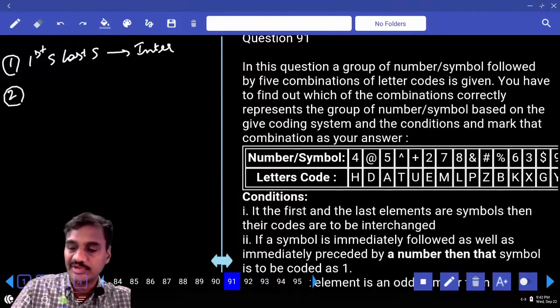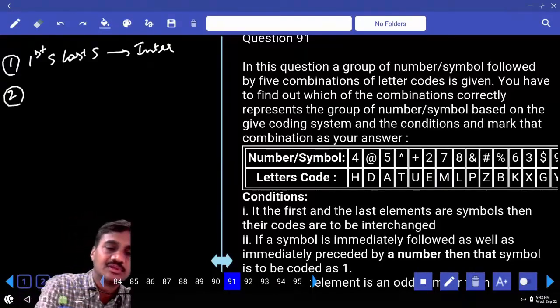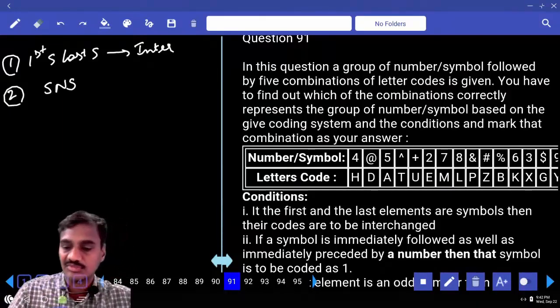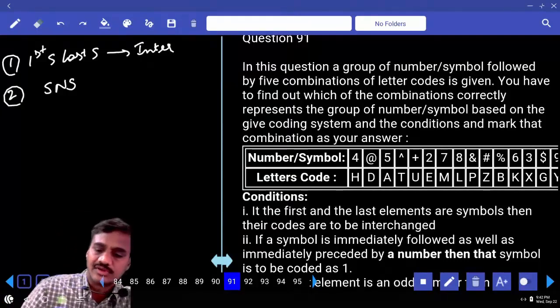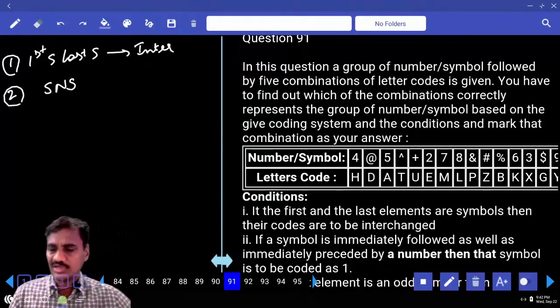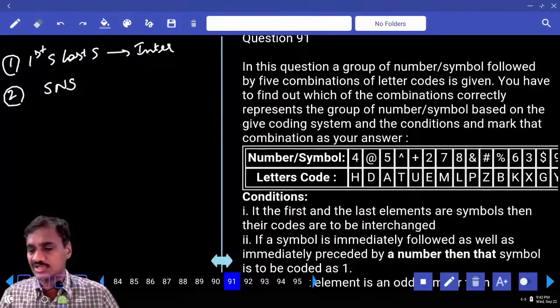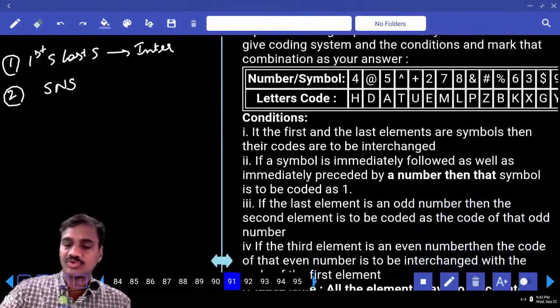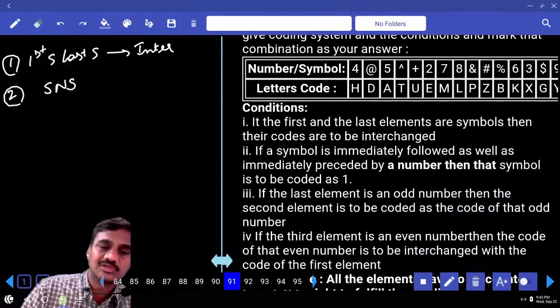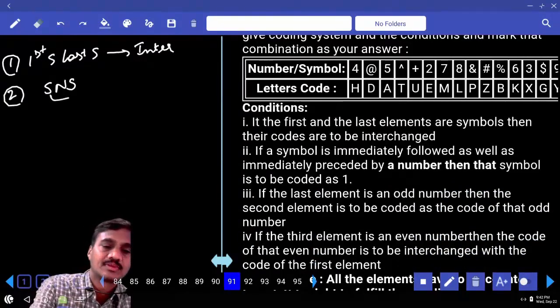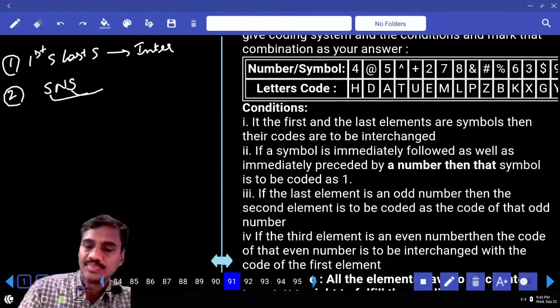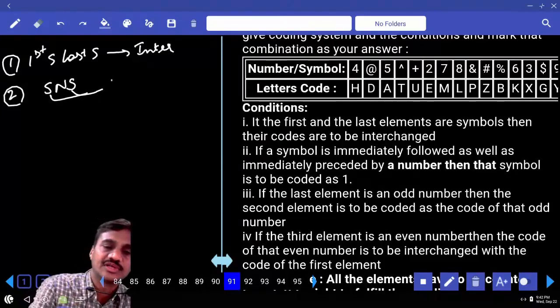And if a symbol is immediately followed as well as preceded by a number, that is, number before the symbol and number after it, then that symbol is to be coded as 1. Now which is to be coded as 1? If a symbol is immediately followed as well as preceded by a number, then that symbol should be coded as 1. Okay?